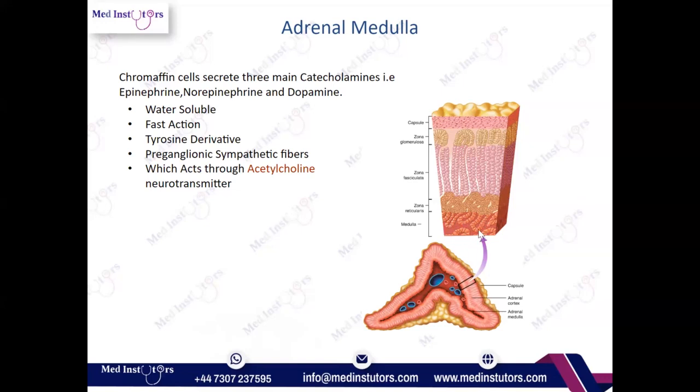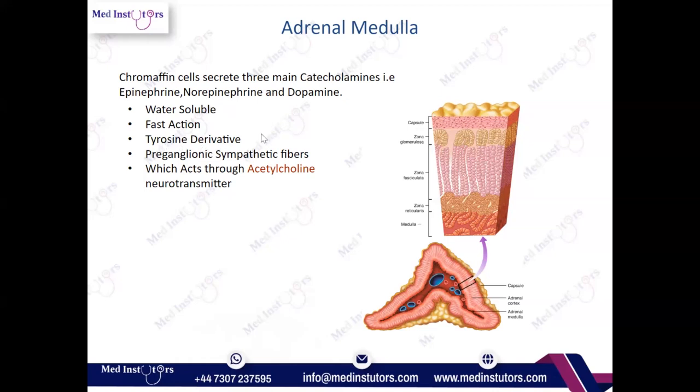If you look carefully at the medulla, they have some different cells. These are, you may say, cuboidal cells, and these cells are known as chromaffin cells. And why I'm putting emphasis on these chromaffin cells is because some of the tumors may form here. So have an idea. These are the chromaffin cells which secrete catecholamines, that is epinephrine, norepinephrine, and dopamine. These catecholamines are water soluble, they are fast acting, and they derive from tyrosine.